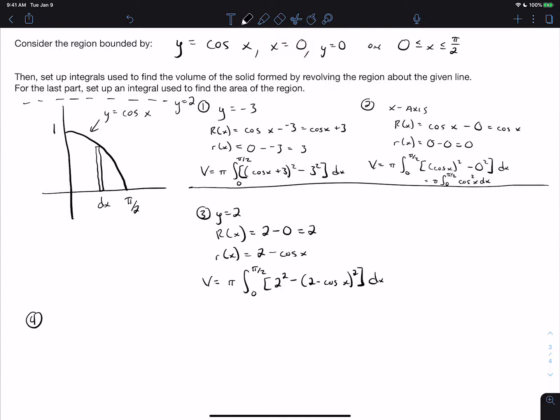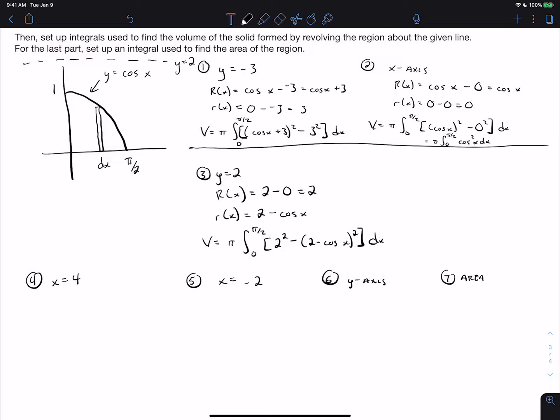Let's have you pause the video and try the next 4 problems, and then we'll work them quickly together. So x equals 4, x equals -2, the y-axis, and then the last question will be to find the area of the region.